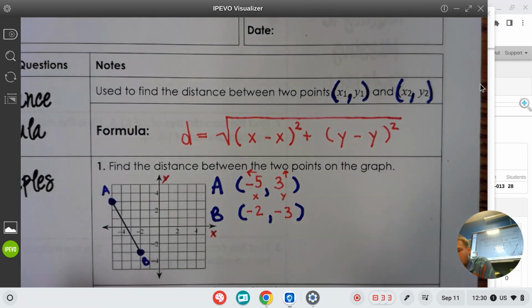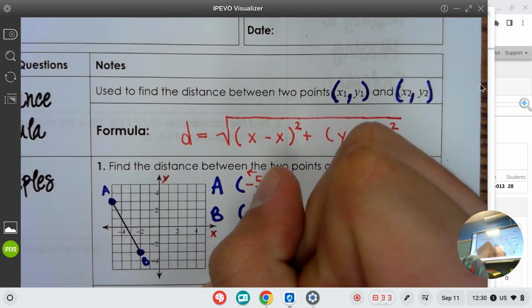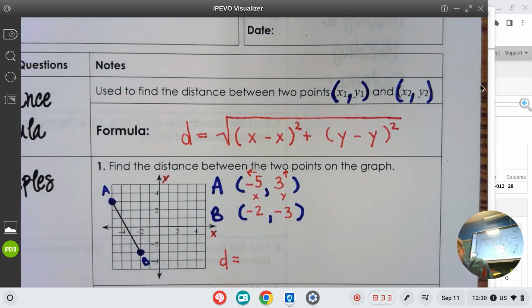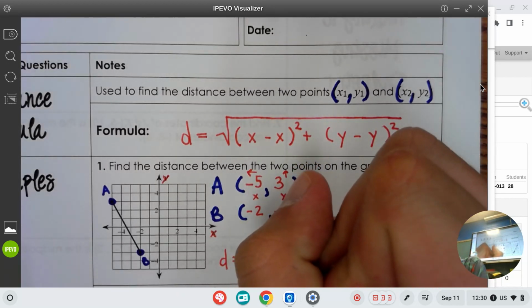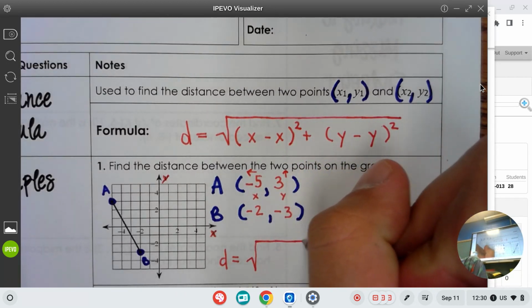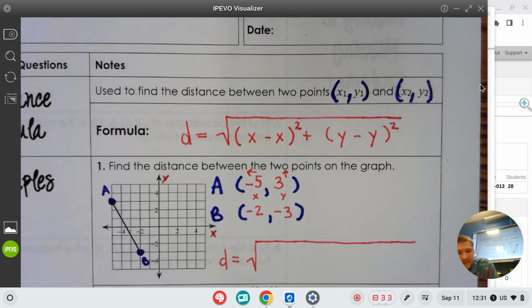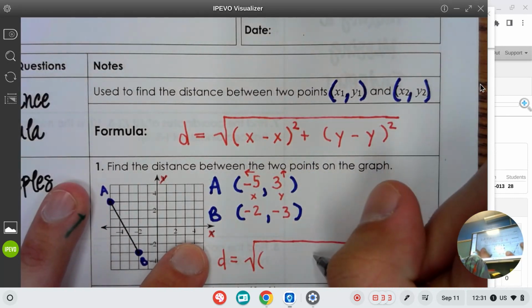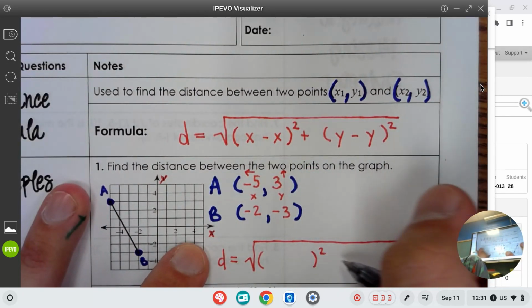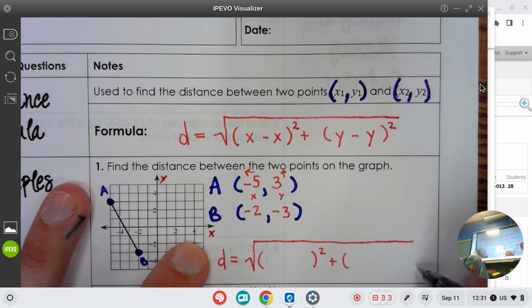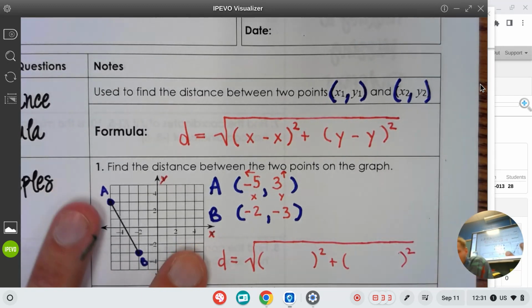I'm going to write the formula for number 1. D equals. I'm going to go big square root. Honestly, make it big, and then think that's big enough, and then go a little bit more than that. That's always a good idea. And I like to get myself set up with parentheses squared plus parentheses squared.